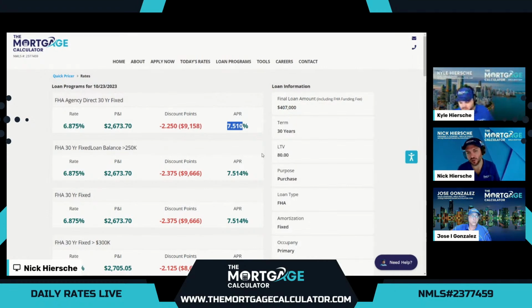And this APR does include the updated mortgage insurance, the upfront and yearly. So those new amounts this year definitely help our customers that must use the FHA programs.